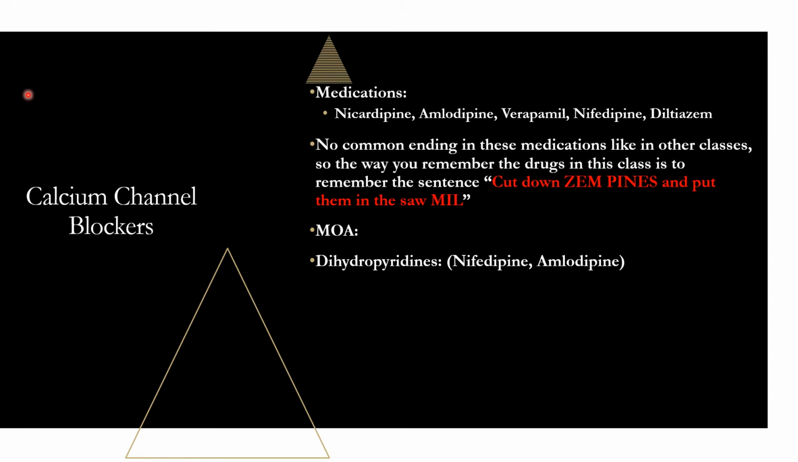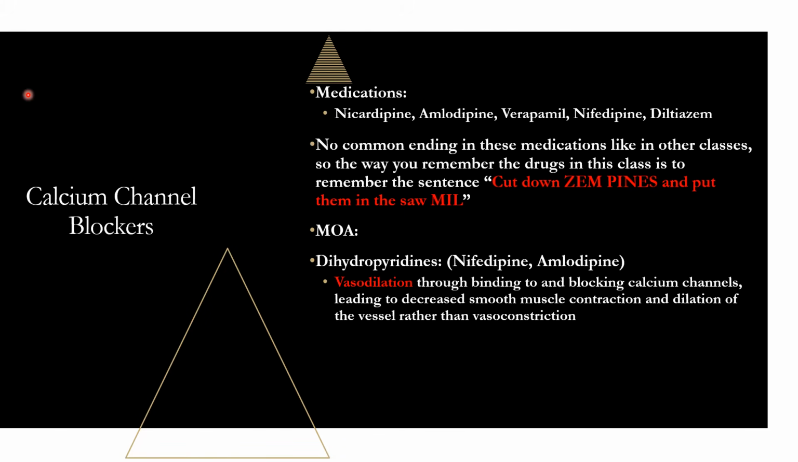Now the mechanism of action, it depends on which one we're talking about, whether it's the dihydropyridines or the non-dihydropyridines. Now the dihydropyridines are mainly just going to vasodilate. They bind to and block calcium channels, which decreases smooth muscle contraction and causes dilation of the vessel rather than vasoconstriction. So because of that calcium channel blocking, the muscle can no longer contract and it dilates rather than vasoconstricts. So it's all about vasodilation with the dihydropyridines. Dihydropyridines are going to be nifedipine and amlodipine.